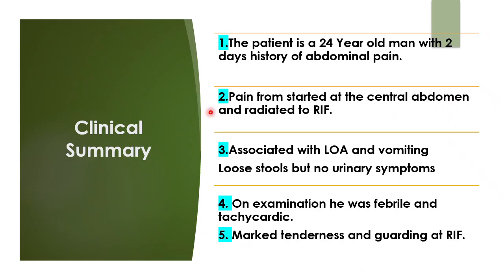Okay, now the clinical summary of this patient is shown in this slide. Number 1, patient is a 24-year-old man with 2 days history of abdominal pain. Secondly, the pain started from the central abdomen and radiated to the right iliac fossa. Thirdly, associated with loss of weight, loss of appetite and vomiting, and loose stools, but no urinary symptoms. Number 4, on examination, he was febrile and tachycardic. And number 5, there's marked tenderness and guarding at the right iliac fossa.